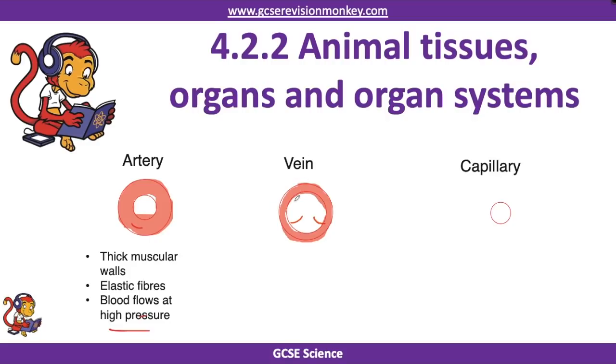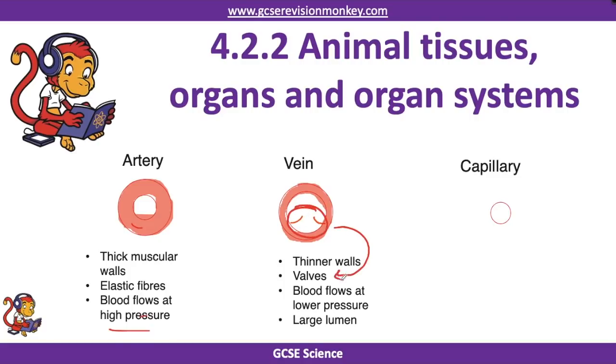The veins are taking blood back to the heart, so they have thinner walls. They have valves, which is shown here, to stop the blood flowing back down the veins. And in the veins, blood flows at lower pressure, which is why they can have thinner walls, because it's less likely to be bursting out. And they have a large lumen. The lumen is the bit inside.